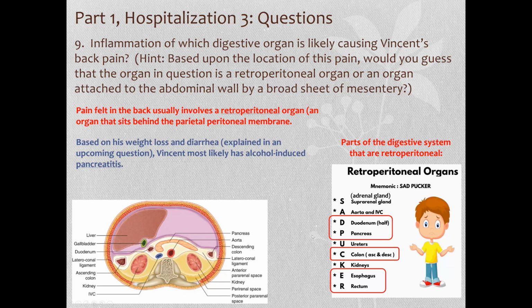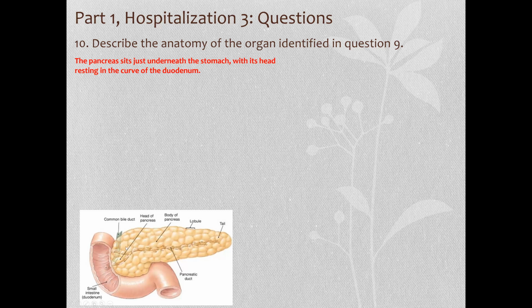Number 10, describe the anatomy of the organ identified in question 9. The pancreas sits just underneath the stomach with its head resting in the curve of the duodenum. It is covered by a thin, transparent capsule of connective tissue, which also partitions the pancreas into distinct lobules, and they're showing you one of the lobules in this image.